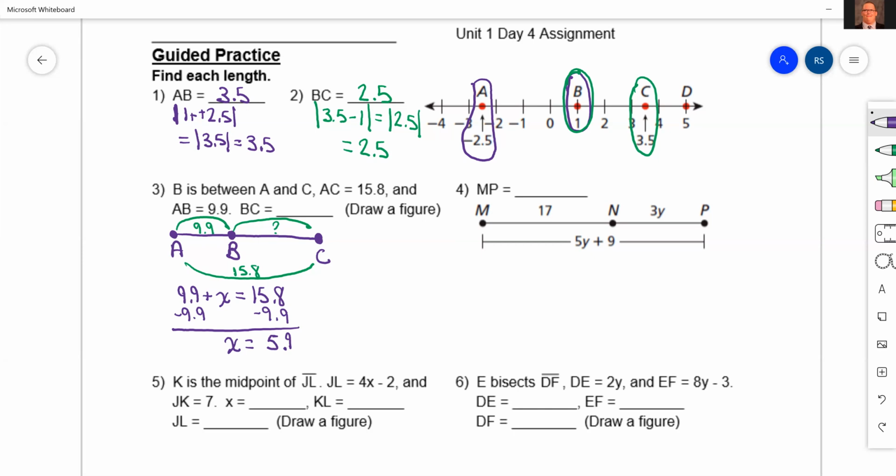So please, on this assignment, especially if you're doing it on paper, it's a good idea to write your answer in the blanks. That way I know what your answer is and you know what your answer is.